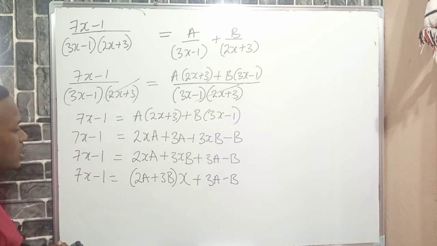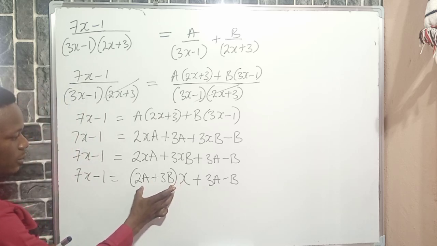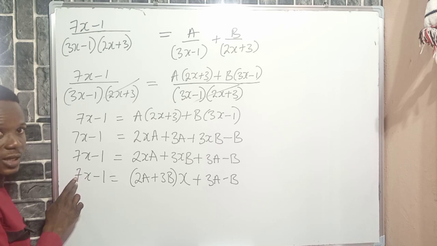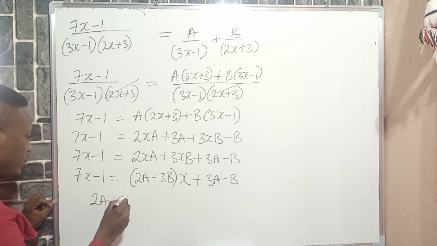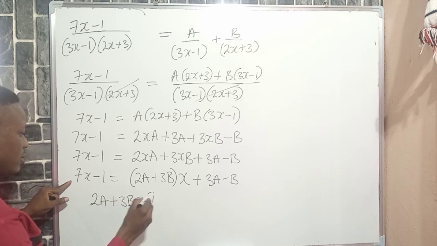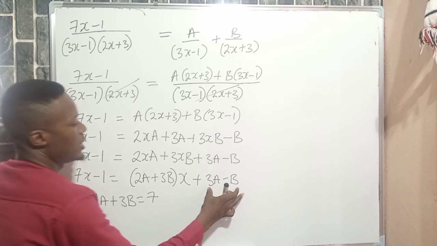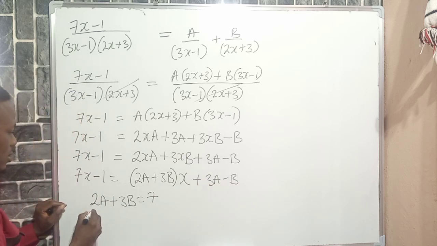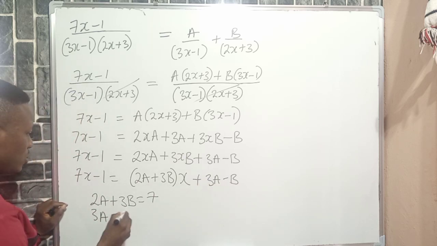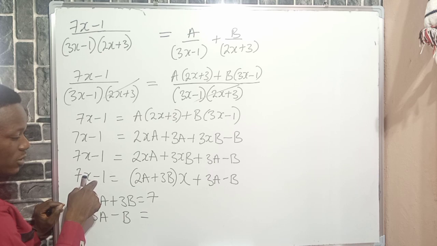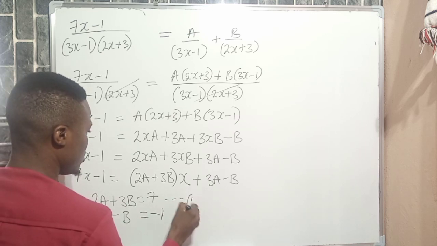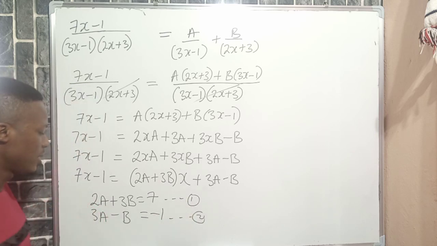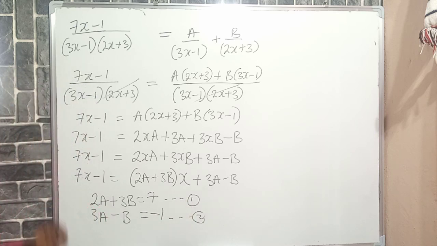Now comparing terms here, this is the coefficient of x, 2A plus 3B, and the coefficient of x here is 7. So you can compare and write 2A plus 3B is equal to 7. Now 3A minus B is the constant, which is equivalent to minus 1. We've now formed simultaneous equations, and to solve these, you can use either the substitution method or the elimination method as you wish.